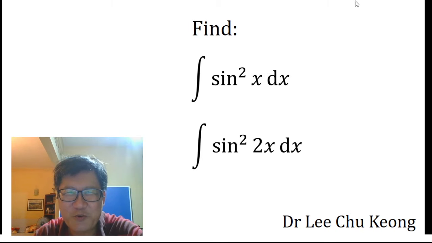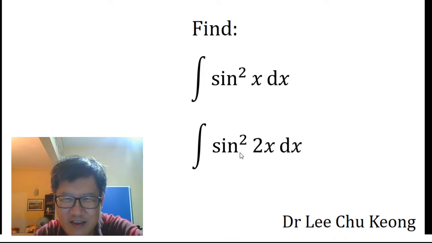Now in this lesson, I'm going to help you understand how to solve these two problems. The first problem is the integration of sine squared x, which is a fairly standard question. The next question that I will show you how to solve is the integration of sine squared 2x. You can see that they are almost identical, except that this is sine squared x and this is sine squared 2x. The x here has become 2x. So I'm going to show you how to solve this and then how to extend an understanding of how to solve this to this particular question.